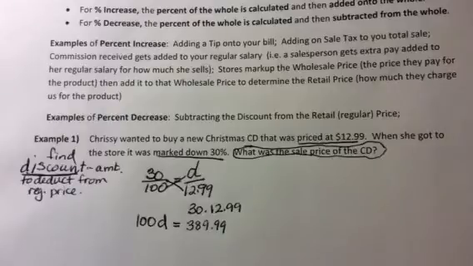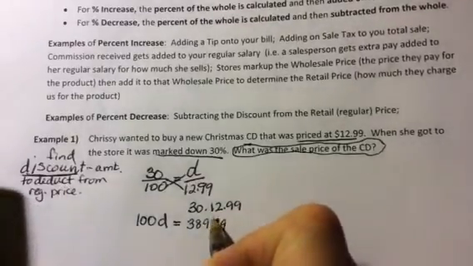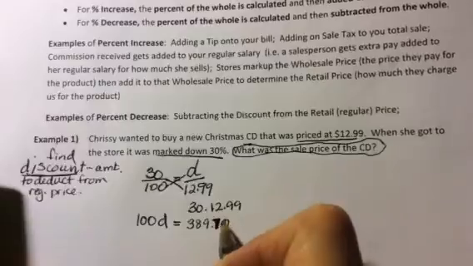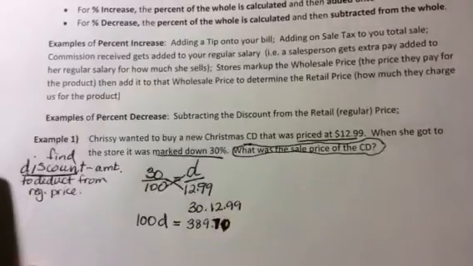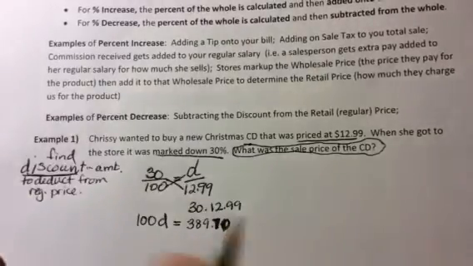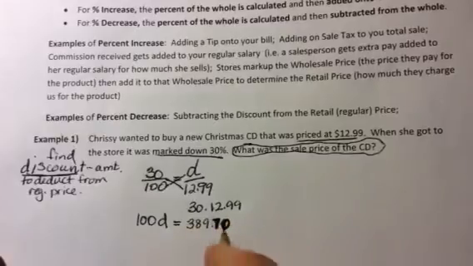Okay, so I'm going to take 30 times 12.99. Let's see if I've still got it. Oh, 389.70. What did I do there? Okay, I know what I did. Okay, 389.70 because it was... I'll tell you about it later. Okay, all right.